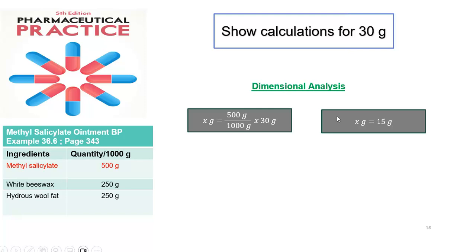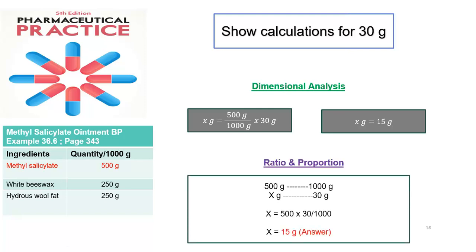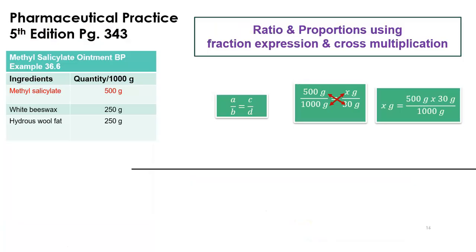So students, these are simple ways you can check to see if you're plugging in the correct things in your calculator. Using ratio and proportion, 500 is to 1,000 as x is to 30. You do your cross multiplication and you get the same answer. So in this recording, I'm showing you different ways you can actually document.